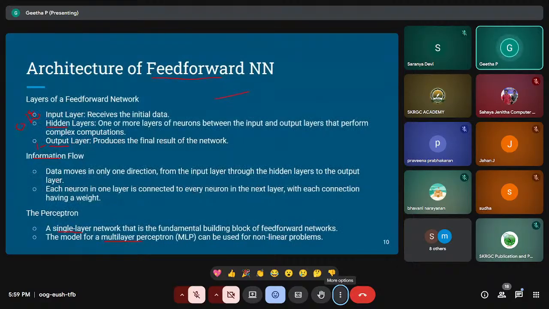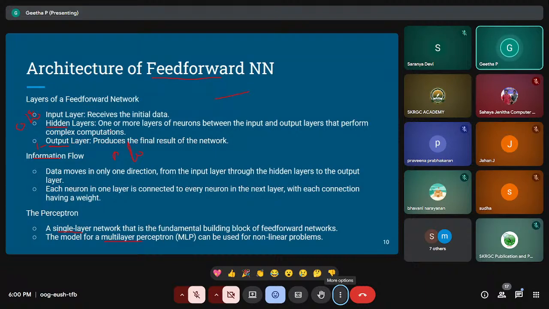And we have a learning process here. Even though the data flows in the forward direction, the learning happens using a technique called back propagation. The predicted output is compared with the actual output using the loss function. The error is propagated backward to adjust the weights and biases using gradient descent. So during training, the forward pass computes the output, while the backward pass updates the weights. This is the mechanism.